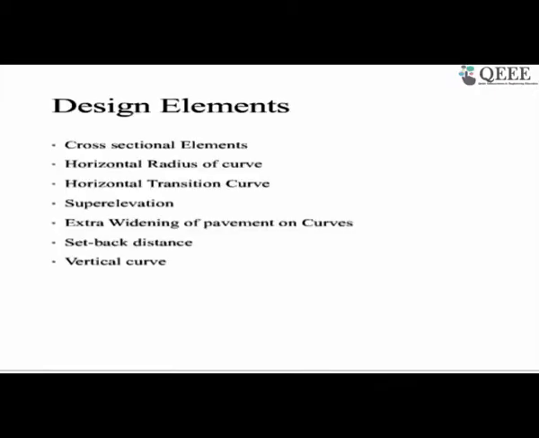overall alignment. So today we'll be focusing more on the horizontal alignment. We are starting with the horizontal alignment design. Whenever we are doing the design, there are basic elements which we are going to target or design. These elements of the horizontal alignment are the cross-sectional elements, horizontal radius of curve, and horizontal transition curve, which is actually connecting the circular curve or the radius with the tangent section.